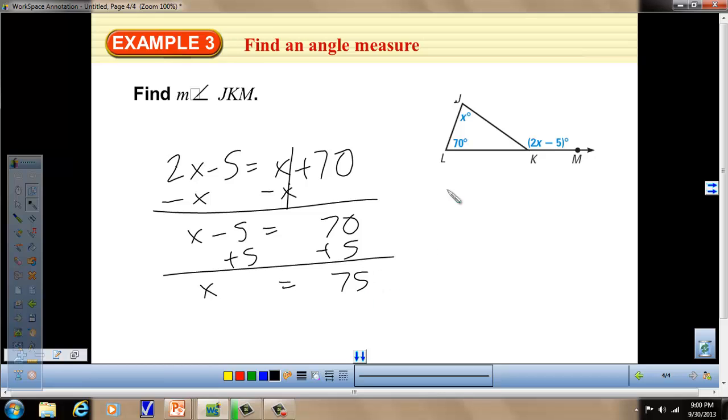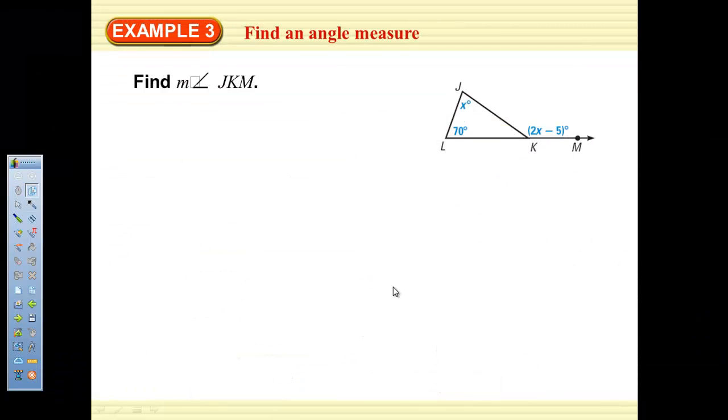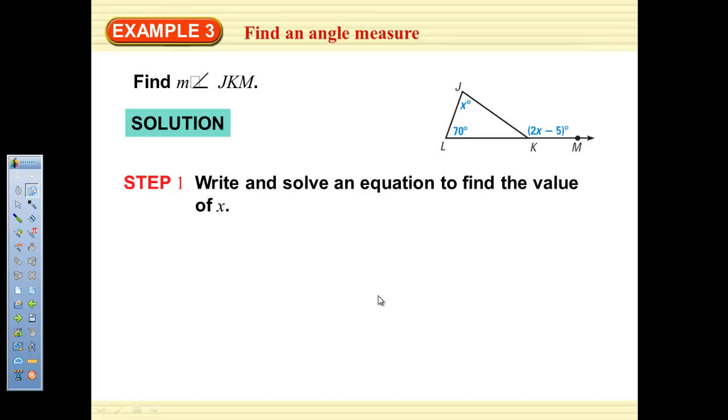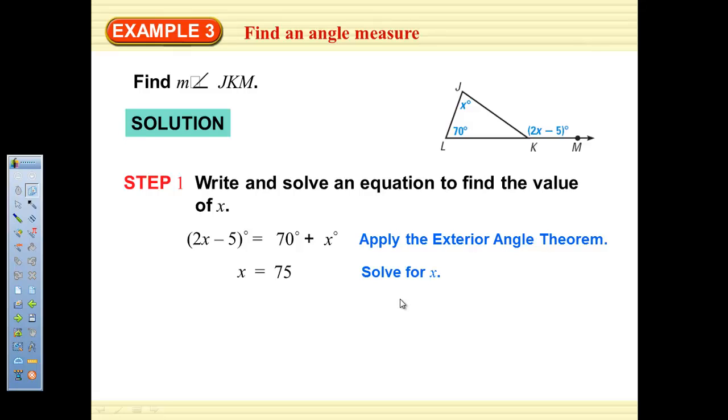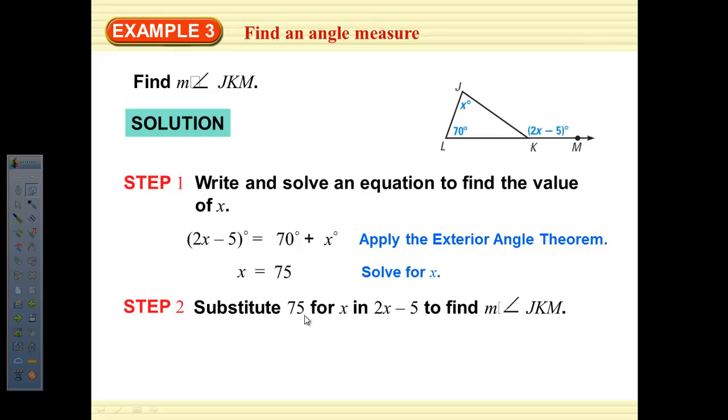Be careful when you do this problem, because what they're asking for is the measure of angle JKM. And JKM is 2x plus 5, so it would be 2 times 75 minus 5, or 150 minus 5, which ends up giving us 145. So again, we solve for x using the exterior angle theorem, and we get x is 75. We substitute in 75 into 2x minus 5, and again we get 145.